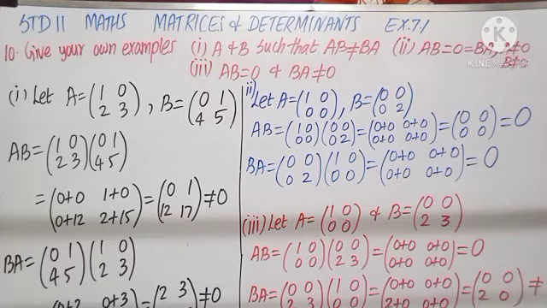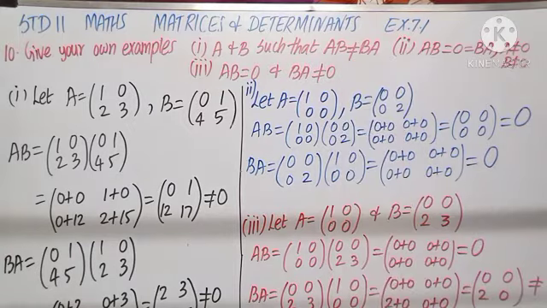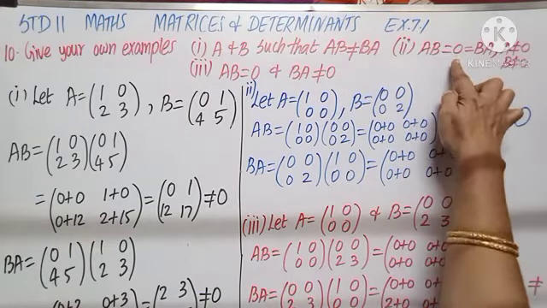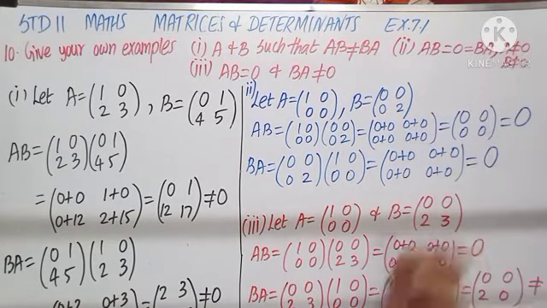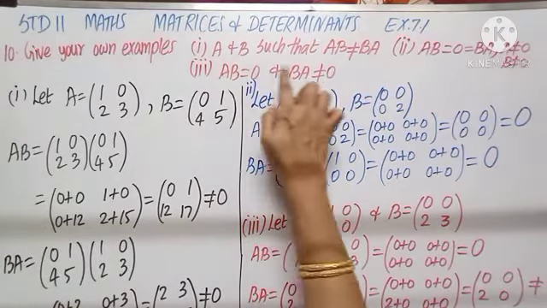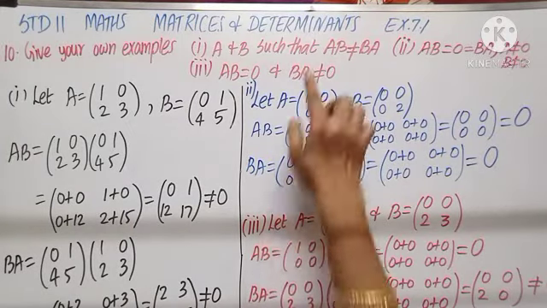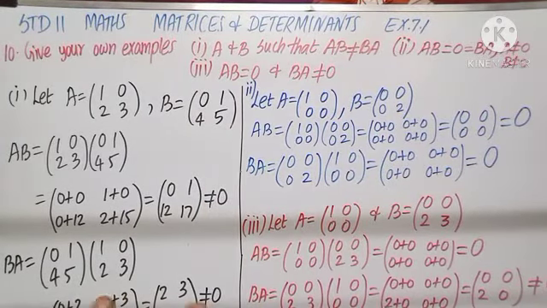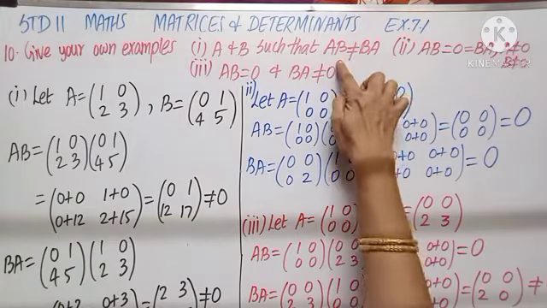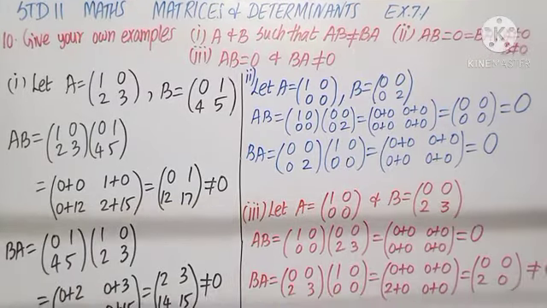Question number 10. Give your own examples for matrices A and B such that AB not equal to BA. Case 1. AB and BA are not equal. Case 2. AB and BA are 0 where A and B are not equal to 0. Case 3. AB is 0 where BA is not equal to 0. First one is a simple problem. For most of the matrices, AB is not equal to BA. Let us give an example.